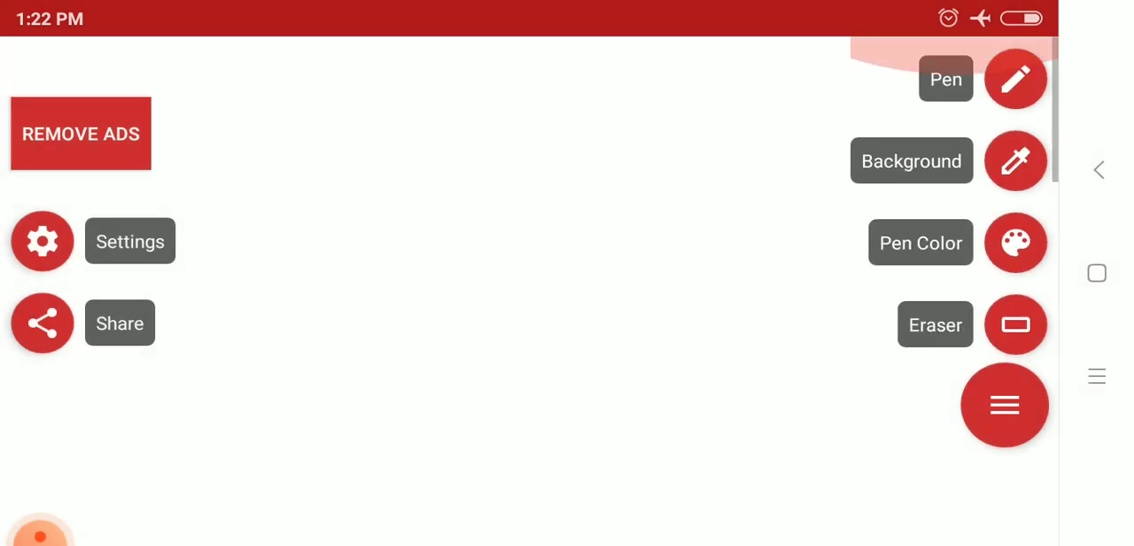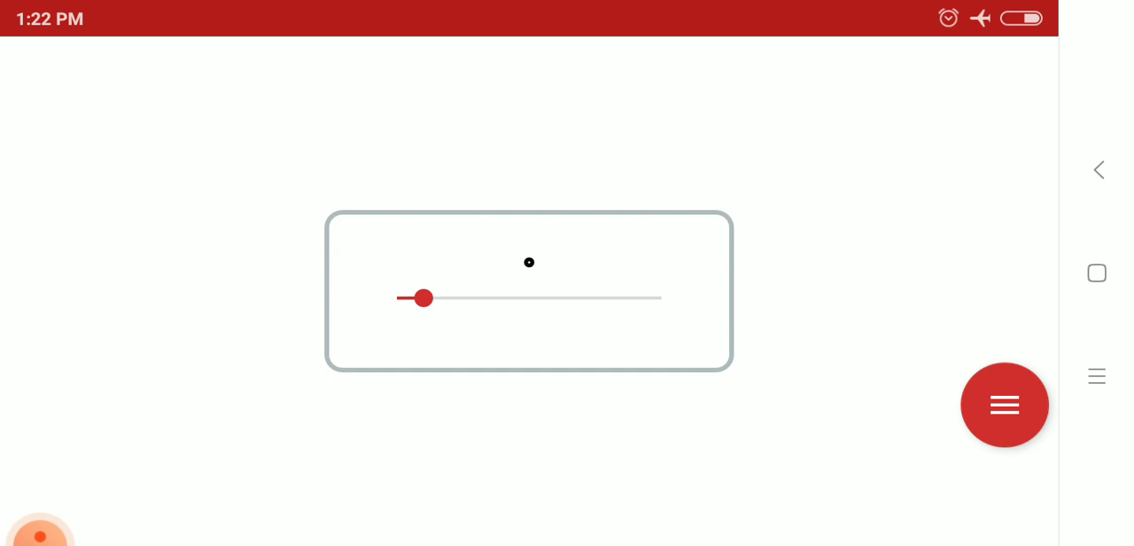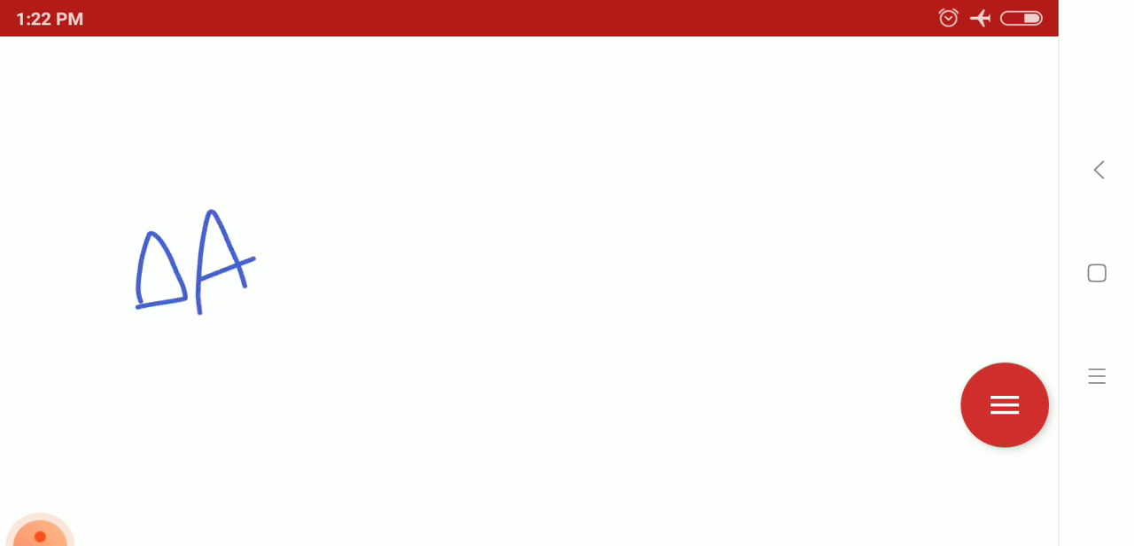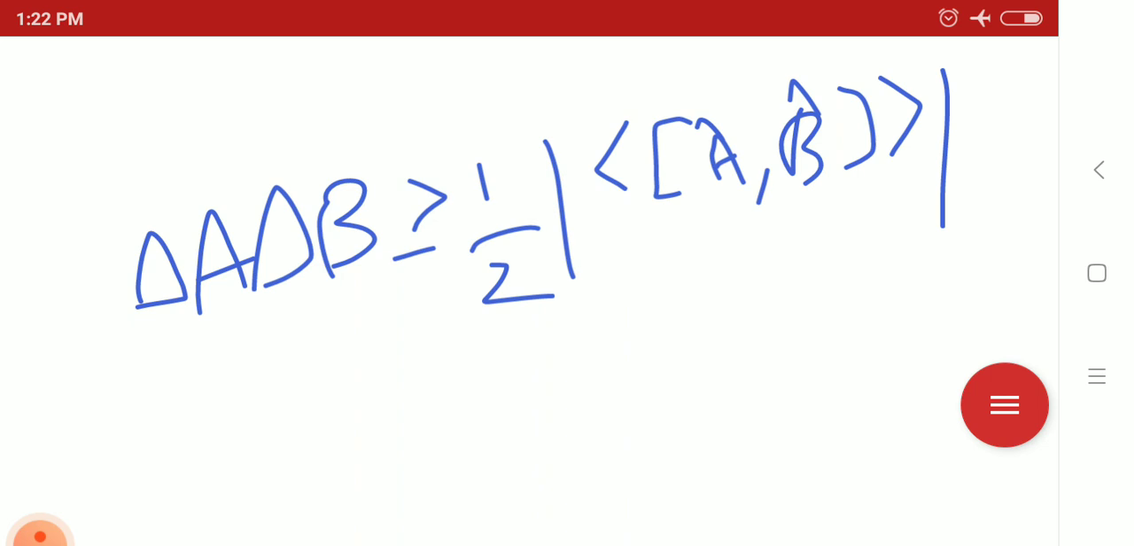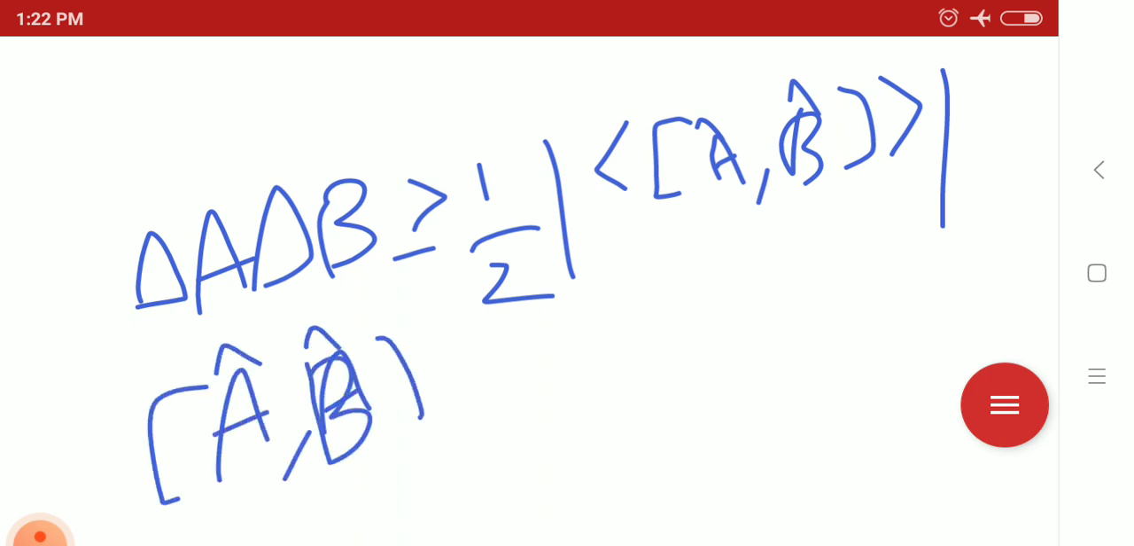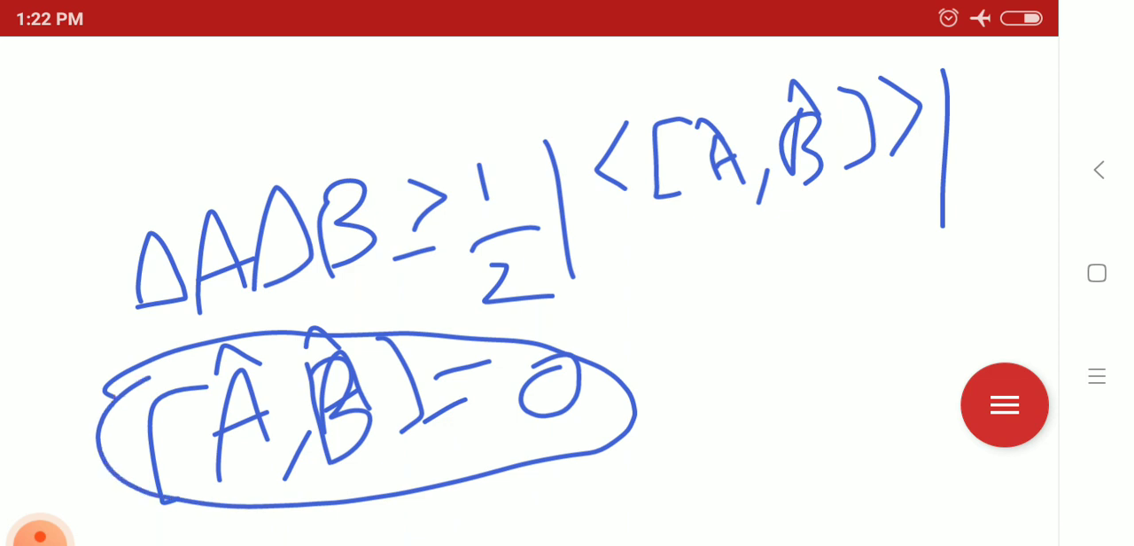This relation is applicable. So what we learned is that if an operator A has an uncertainty delta A, and an operator B has an uncertainty delta B, it can be written as delta A delta B greater than or equal to half into mod expectation of the commutator A comma B. That's it. Now if A and B commute, they are simultaneously measurable. If A and B commute means A comma B is 0, that means they are simultaneously measurable.